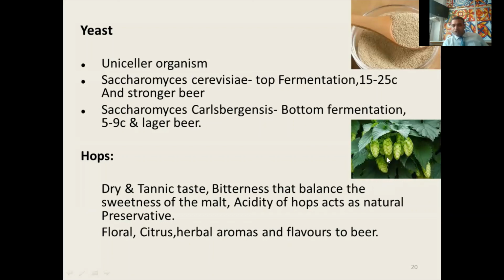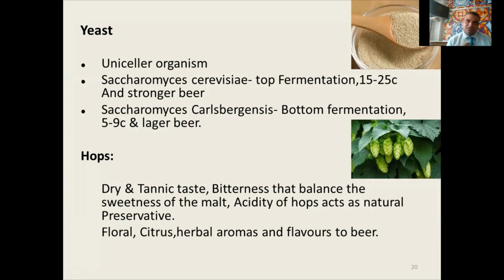And these hops are basically life-saving to the beer. They act like a preservative. Number one, it gives flavor to the taste. Number two is to give the flavor to the beer. And also it changes the taste: the very dry taste and the tannin taste are given by these hops.